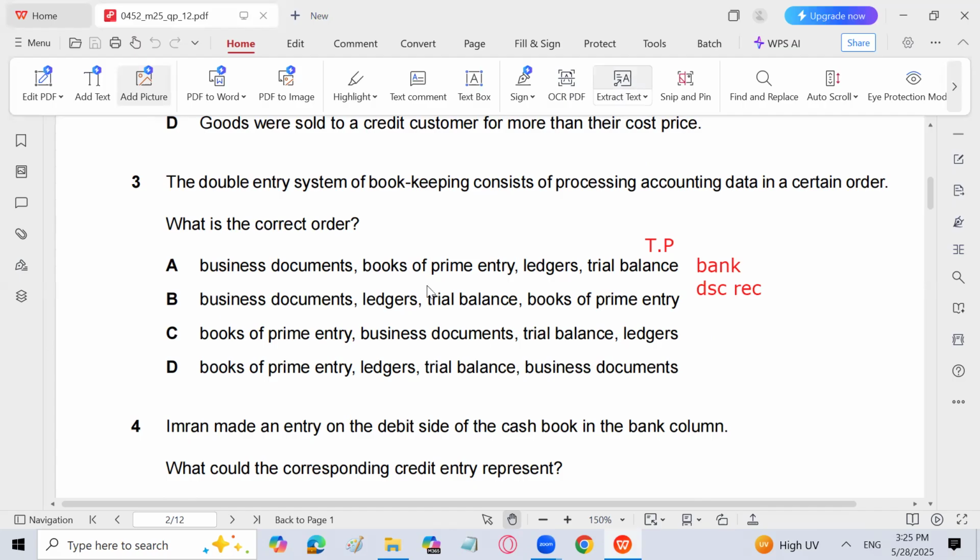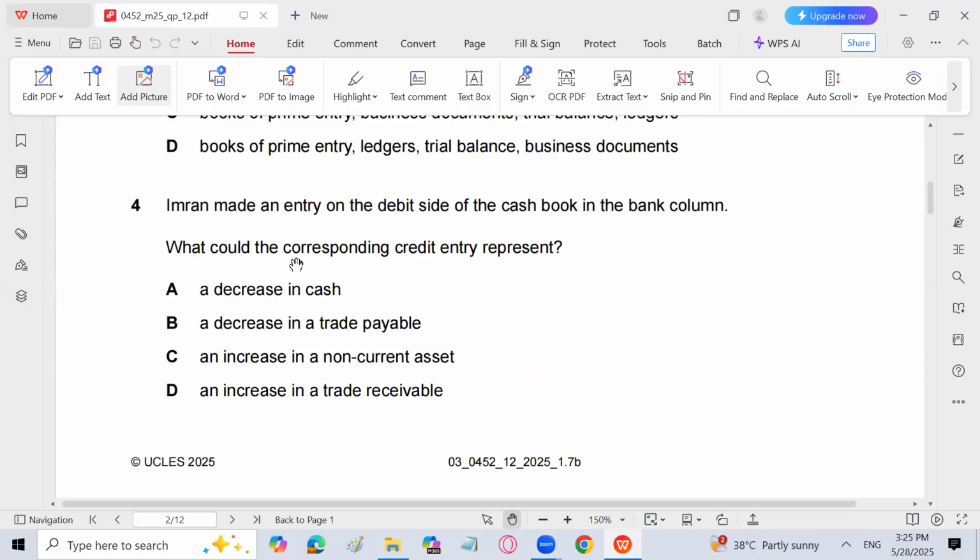Imran made an entry on the debit side of the cash book in the bank column. What could the corresponding credit entry represent? So bank is going to be debit. A decrease in cash, a decrease in trade payable, an increase in non-current asset, an increase in trade receivable.